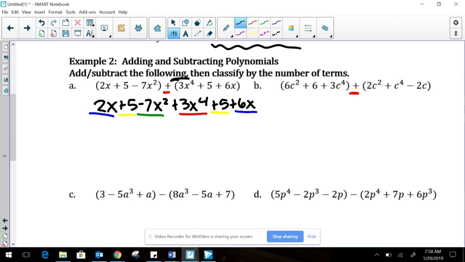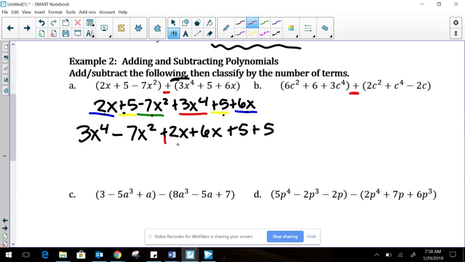So let me show you the long, detailed way first. So first I have 3x to the 4th. Then I have my x squareds. So you need to write a minus sign. There we go. Minus 7x squared. Okay, then my x terms. I have 2x plus 6x. And then my numbers, I have 5 plus 5.